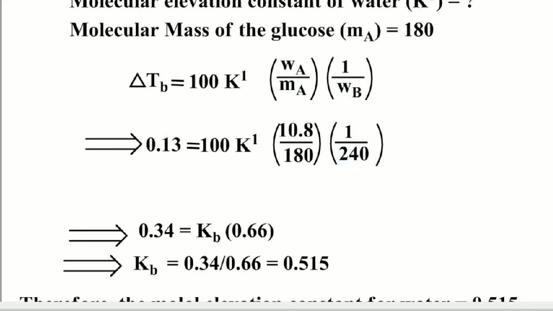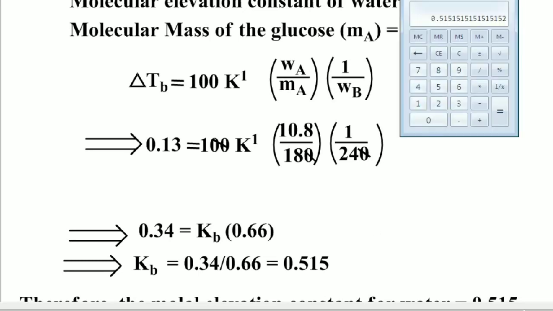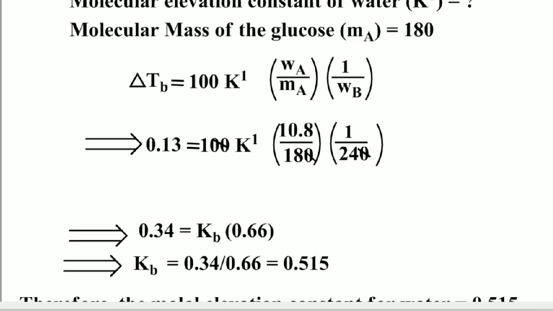So students, you can see here, you can cancel the zeros in 1000 with one zero from 180 in the denominator and another zero in 240 in the denominator. Now we can calculate the value: 10.8 divided by 18 is equal to 0.6, divided by 24, we get 0.025.